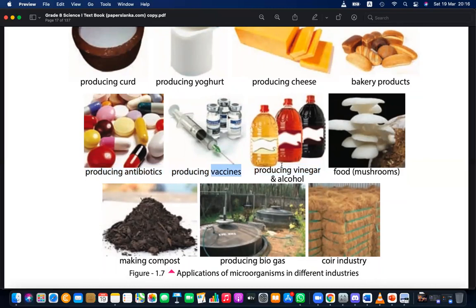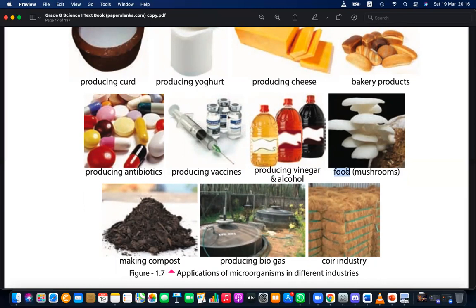And producing wine and alcohol, right? Especially in alcohol production and wine production, these microorganisms are used.